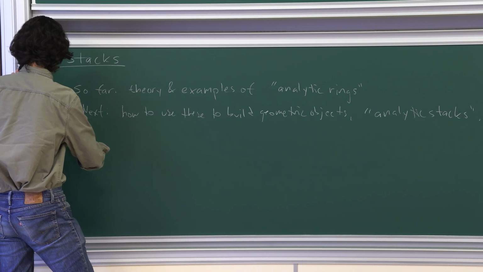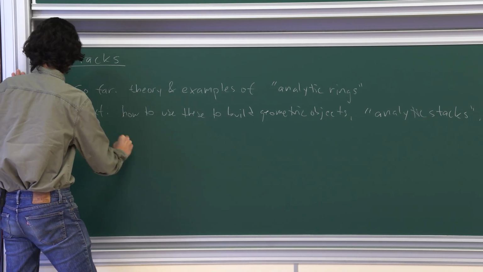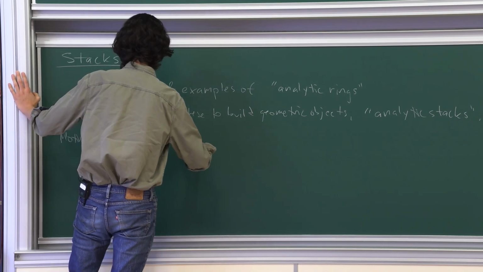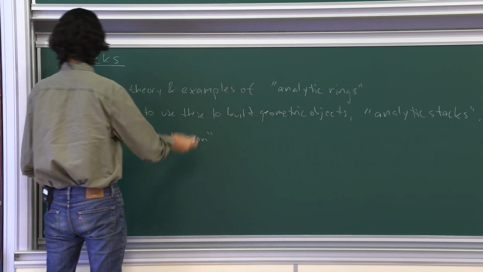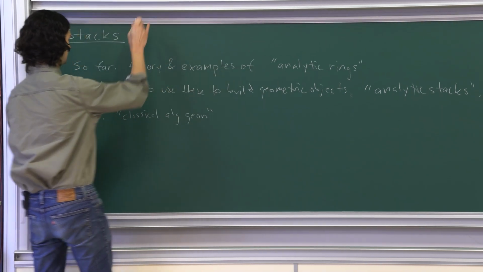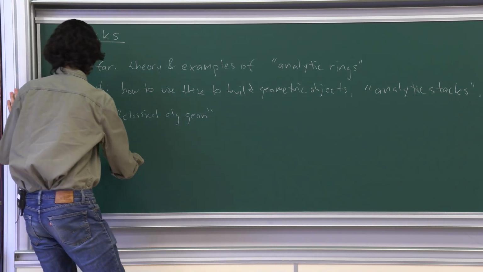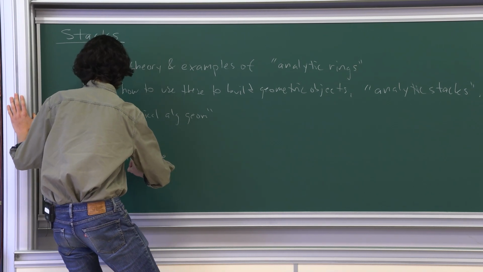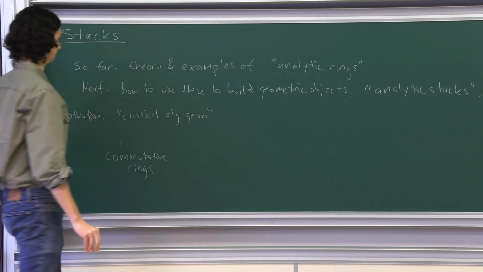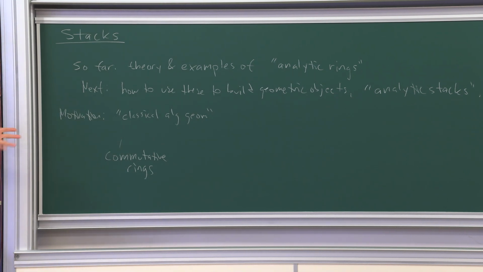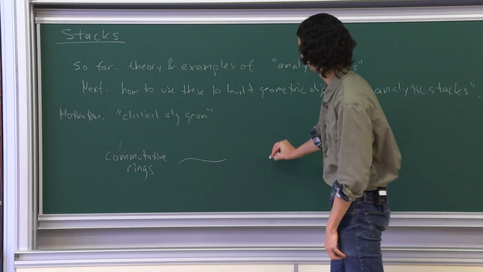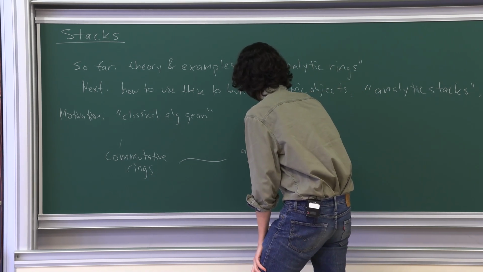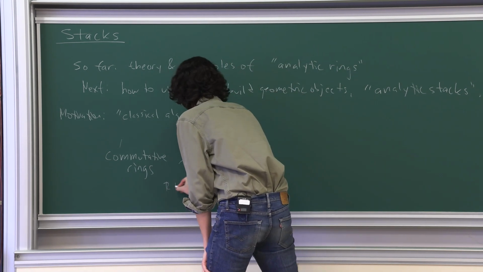So, classical algebraic geometry. What's the paradigm here? The paradigm here is, say you have commutative rings, and you want to think of these as describing some sort of basic geometric objects, which are called affine schemes. So that's R goes to Spec R.